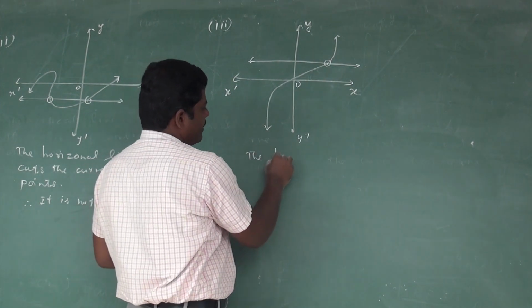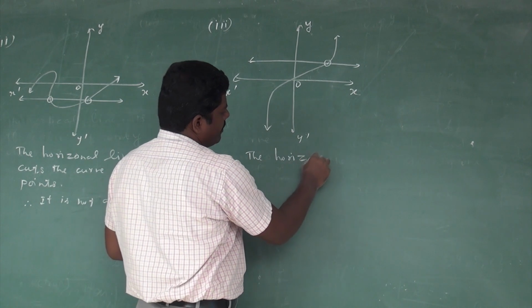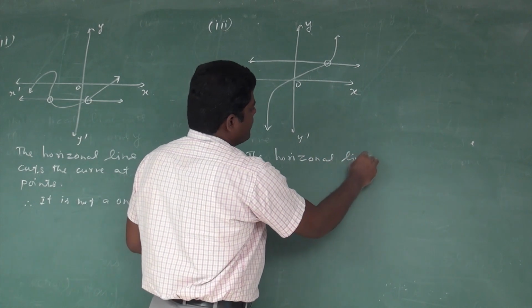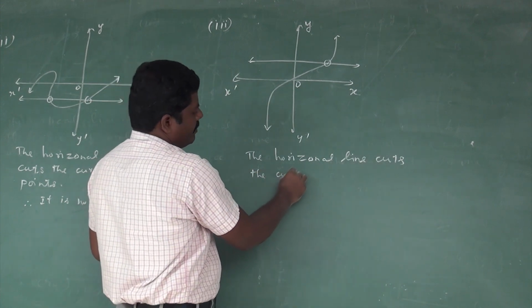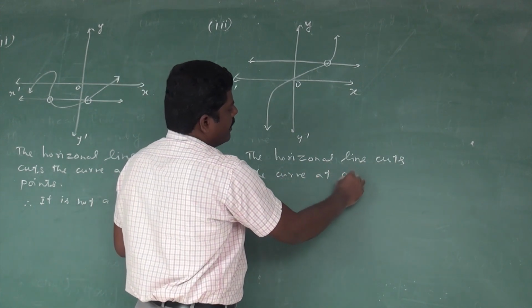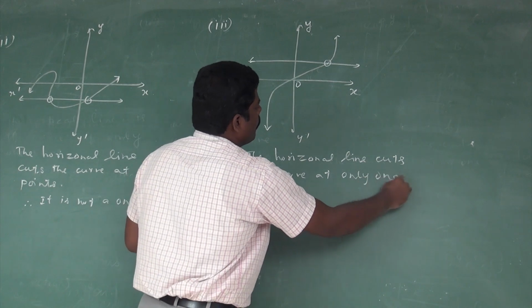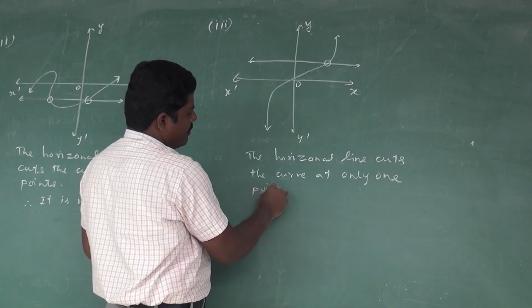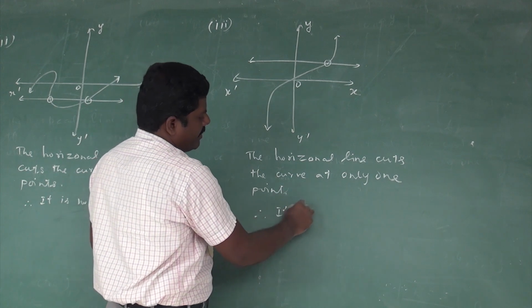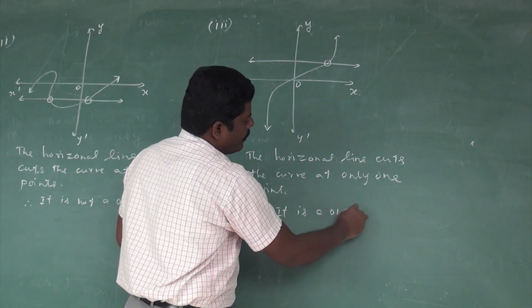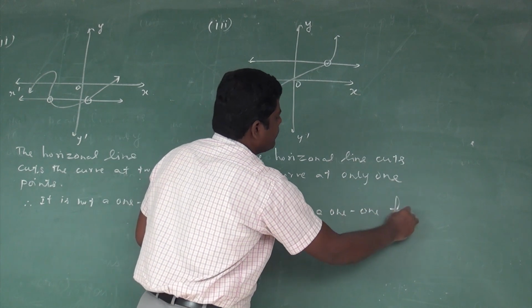The horizontal line cuts the curve at only one point. Therefore, it is a 1-to-1 function.